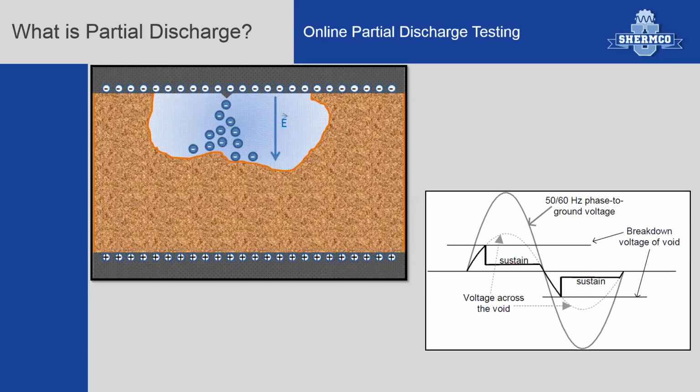Now, the NFPA 70B recommended practices for electrical equipment maintenance has a statement in it that says that insulation breakdown is the number one cause of electrical failures. So catching insulation breakdown as early as possible, again, leads toward reliability and runtime.